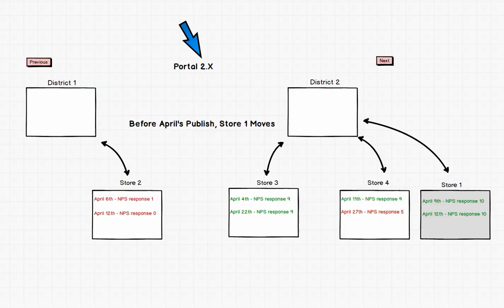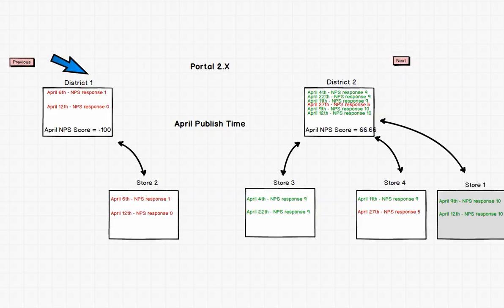So in the current 2x version of the portal, the way that we publish scores is that we look for all stores that are underneath District 1 at the time of publish. So even though Store 1 moved on, say April 29th, and we're publishing on April 30th, Store 1 is not found underneath District 1, and so we only get the responses for Store 2 at publish time. So now District 1's April NPS score drops like a rock, and it goes down to negative 100. District 2, on the other hand, just got this new store in their district, and now they get the scores for that store, and they jump from a 50 to a 66 at publish time.